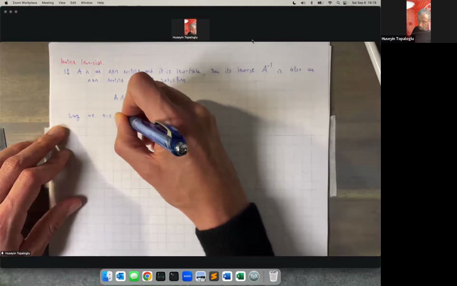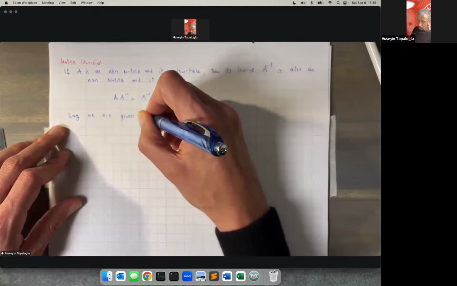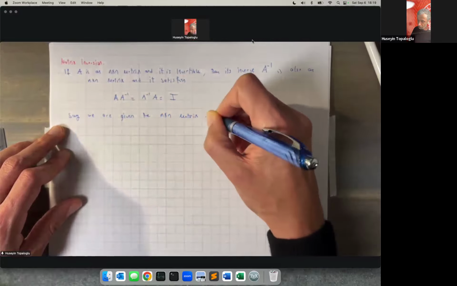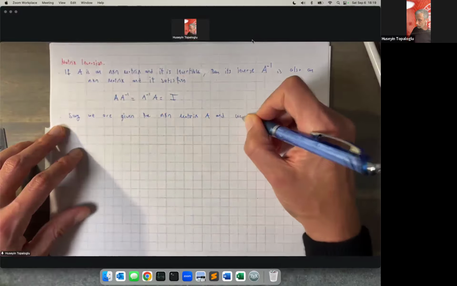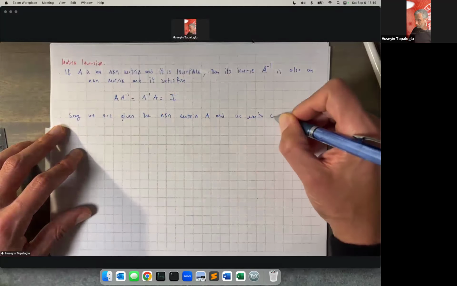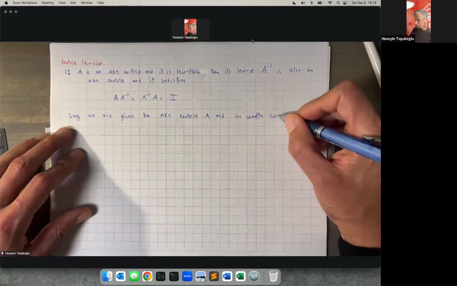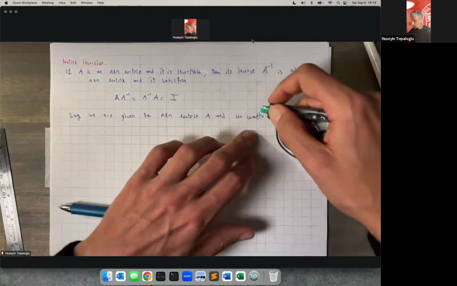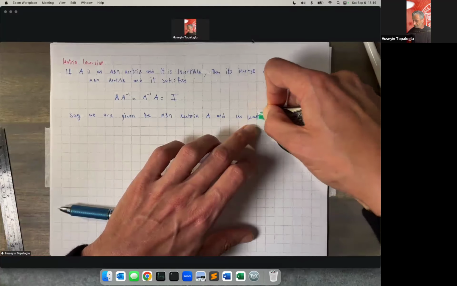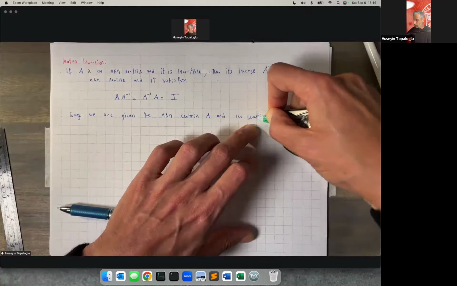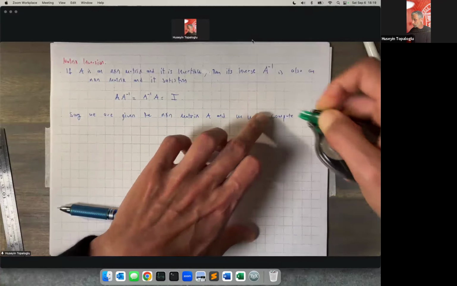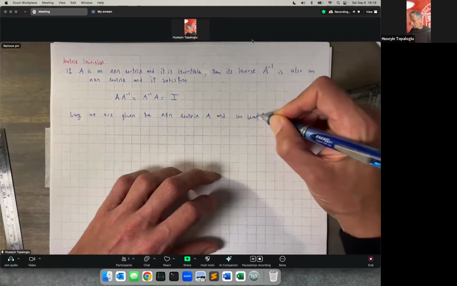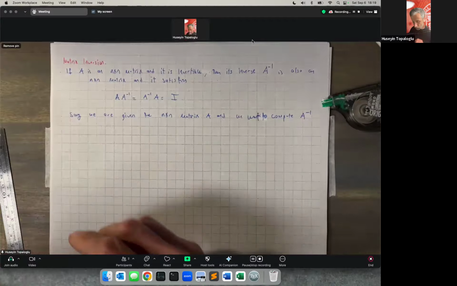Say we are given the n by n matrix A, and we want to compute the inverse of this matrix. How do we compute the inverse of this matrix? By doing row operations. Let's remind ourselves. Okay, here's what we do.